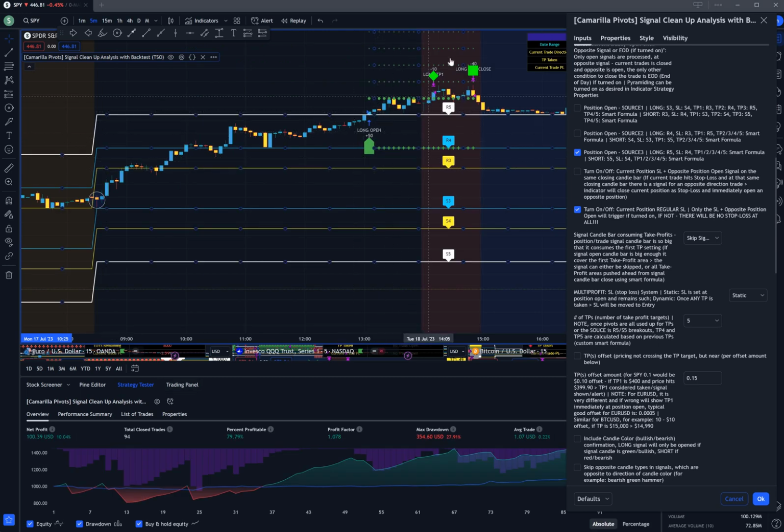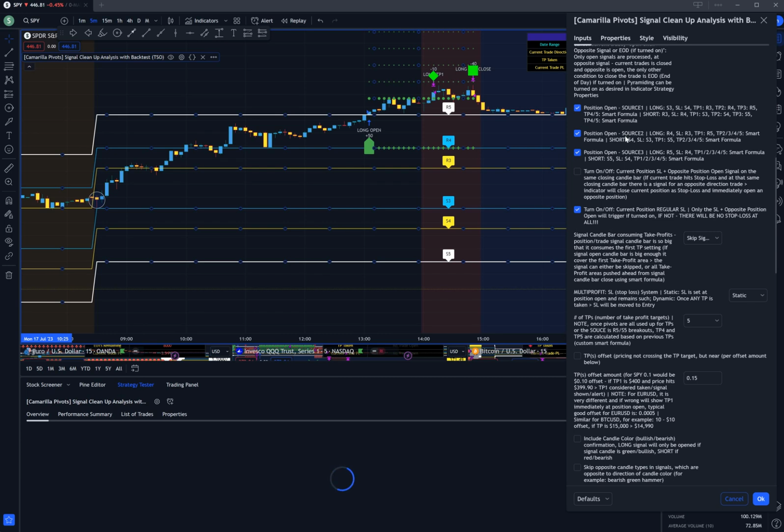There you go. Since with an outbound breakout there are no pivots, there is a smart formula we calculated using the actual pivots to set some take profits. So for this example, let's just turn them all on.